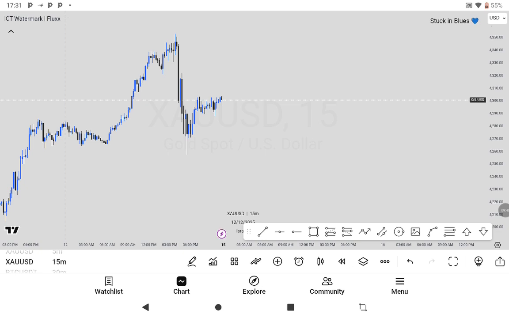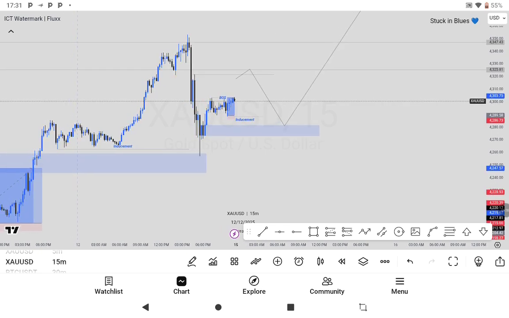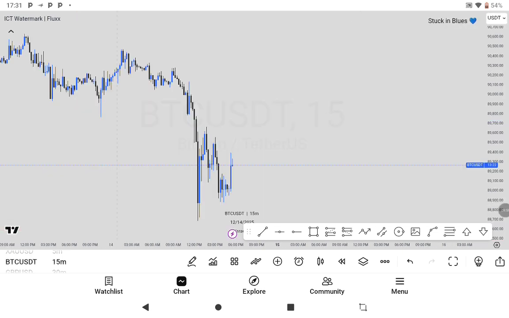On gold, I'm also expecting sells. On gold. You can see BTC. Let's see.